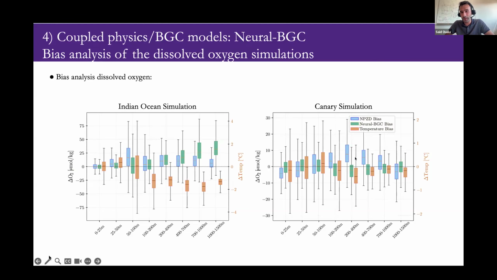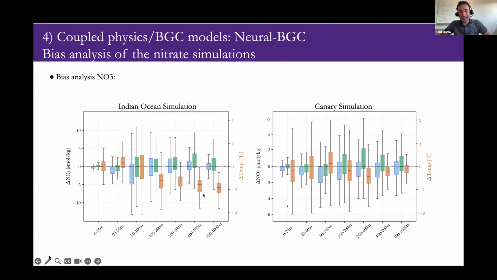And this was confirmed in the Canary simulation, because in the Canary simulation, the green, which is the bias of the hybrid Neural-BGC model, always outperforms the bias of the NPZD model. And this is mainly due to the fact that we have a very small bias in the physics to start with, meaning that we are in a regime that allows our hybrid model to perform very well and to reduce the bias of the simulated dissolved oxygen.